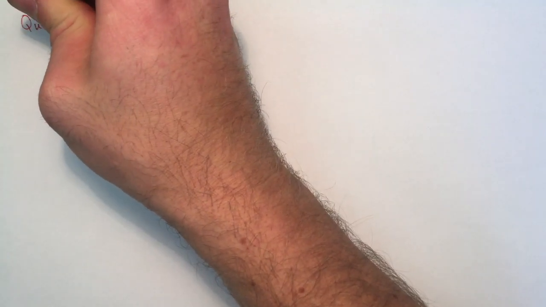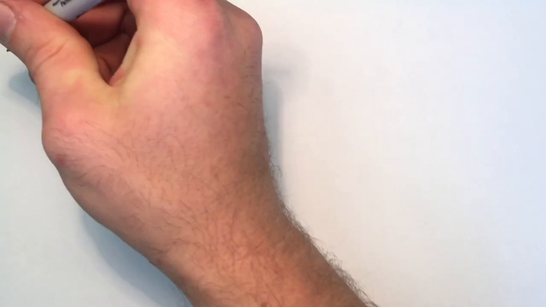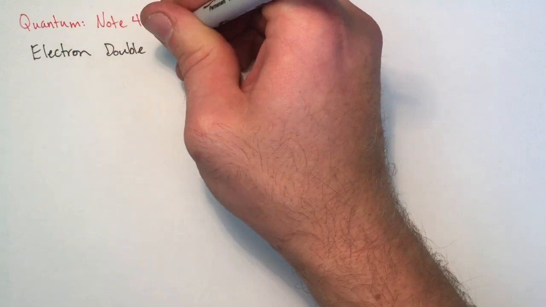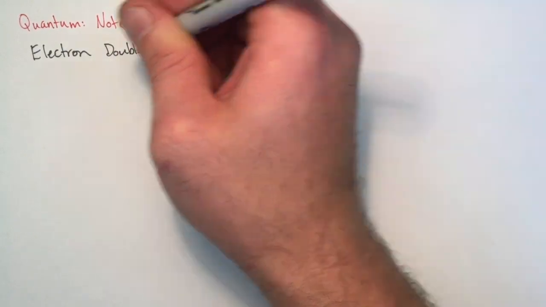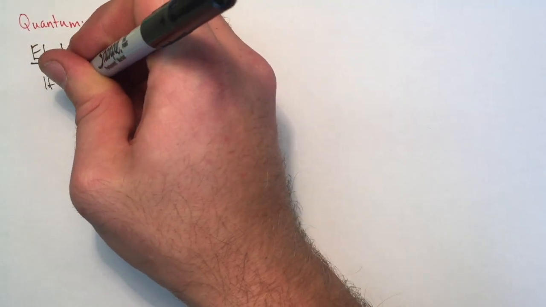Quantum mechanics, note number 4, the electron double slit experiment. From previous lessons, we found that light is able to act both as a wave and a particle. In physics, there seems to be a grand duality to nature.